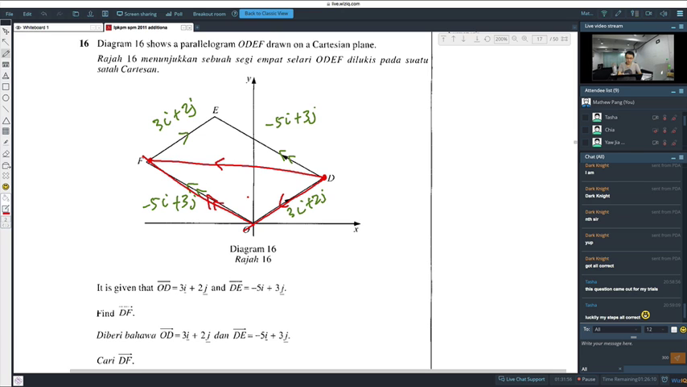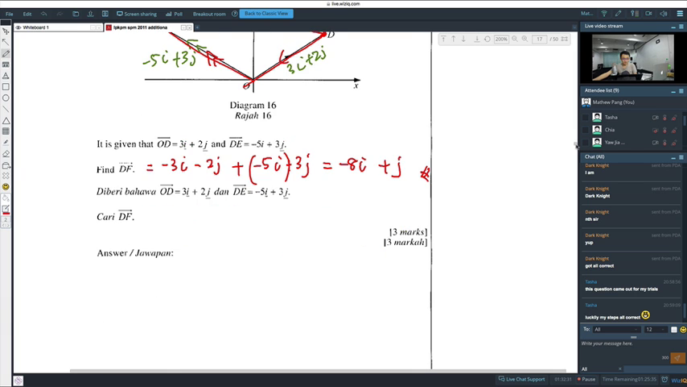Okay, so I know my DF. Going this way is the opposite direction, so add negative for both. Negative 3i minus 2j plus negative 5i plus 3j. So i and i you join together, negative 8i. j and j you join together. This one is plus, right? So it will be plus 1j. This is the answer. It's very easy. This is just the simple addition law.